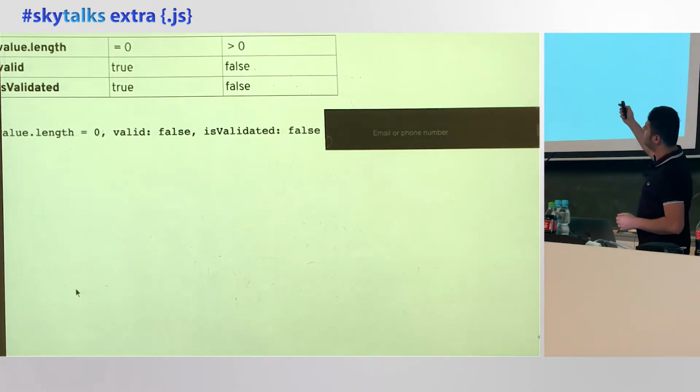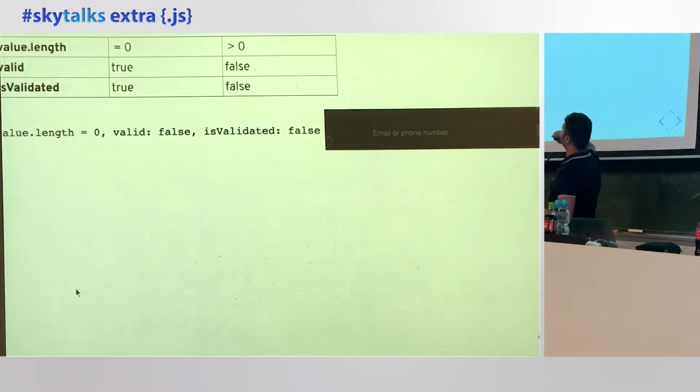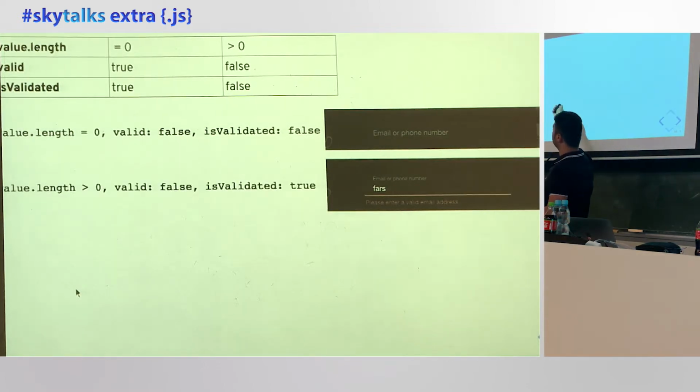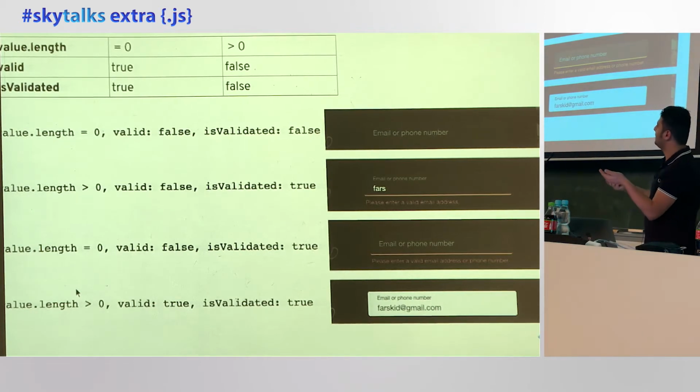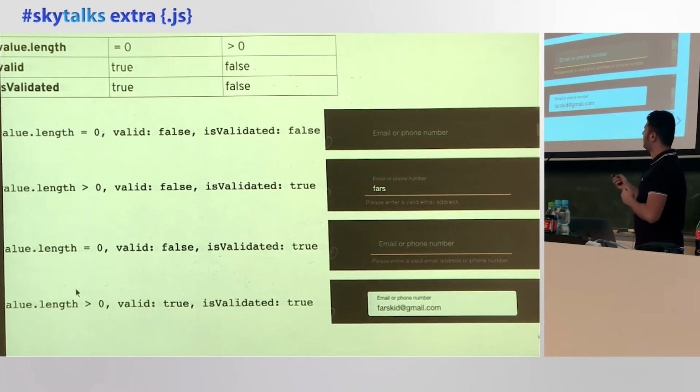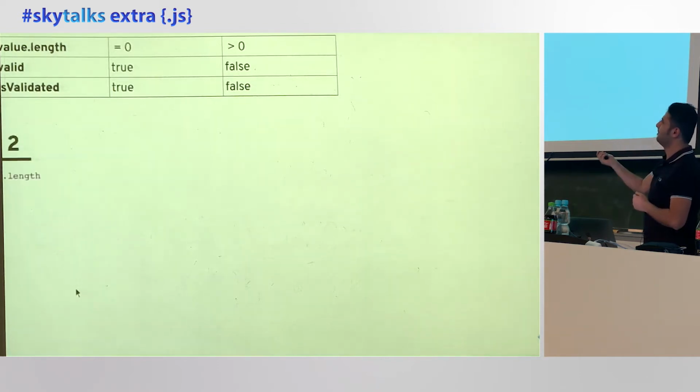So when the input is empty, the length is 0, valid and is-validated are false. And same goes on and on. So you toggle different properties in the state object and you try to render differently. This works, but the problem is here.